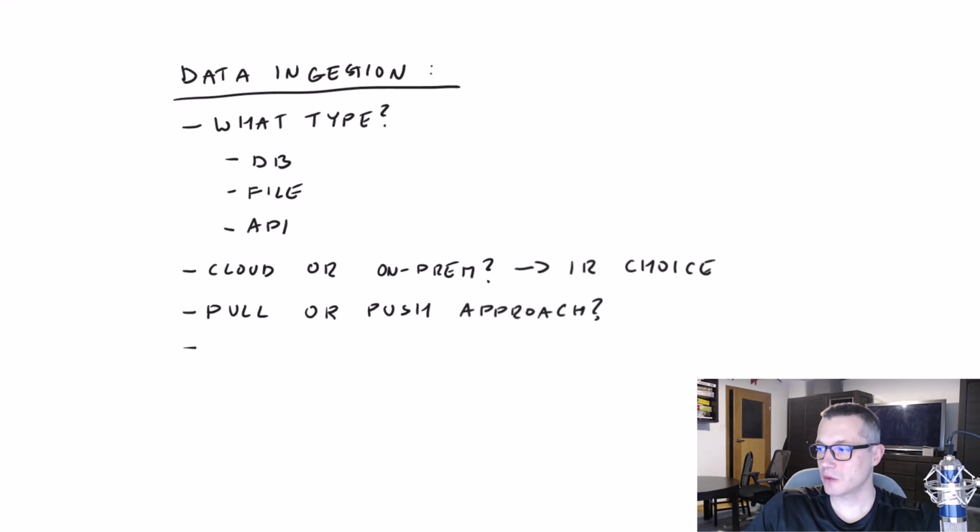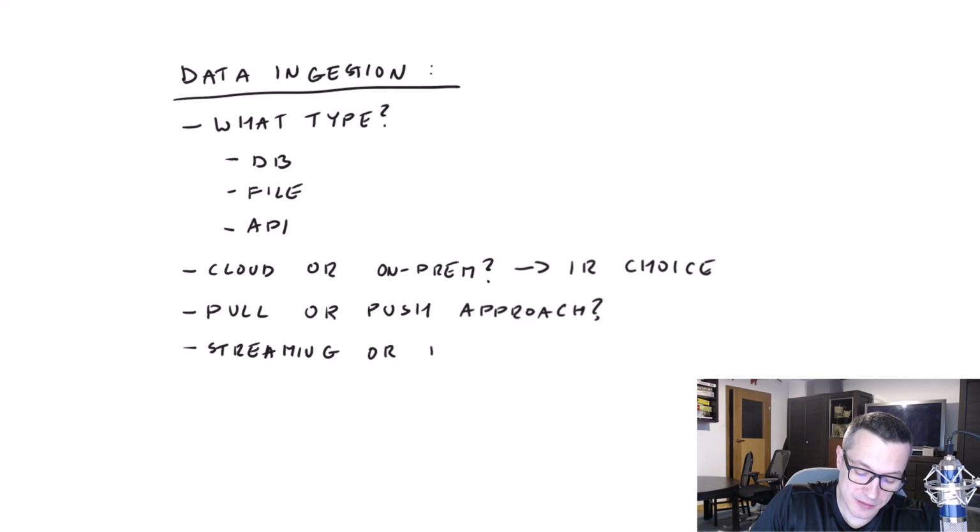The next thing I would focus on is what's the category of the data source or the processing. Is it a streaming data source or batch processing?